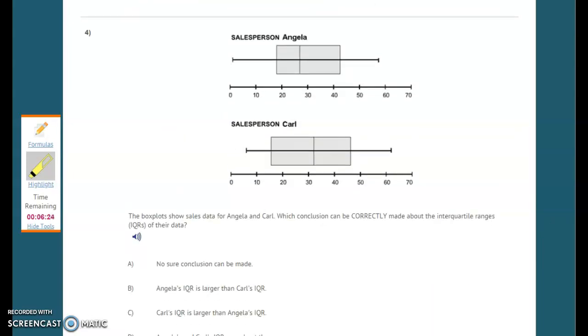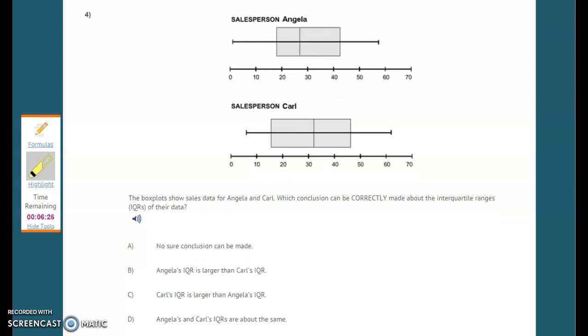Number 4, it says the box plot shows sales data for Angela and Carl. Which conclusion can be correctly made about the interquartile ranges of their data?